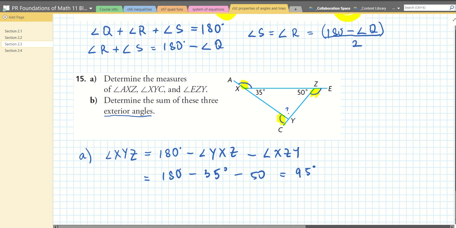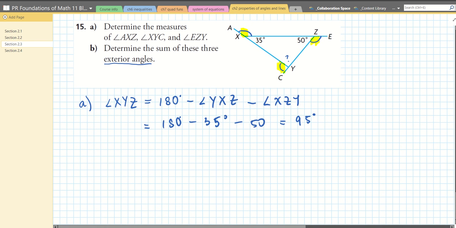All right, so we know our interior angle. This is going to be 95. Now we can find all of the exterior angles. Let's start with AXZ. By the way, the justification for this part is that the interior angles of a triangle add to 180 degrees. So basically they're supplementary. All the interior angles add to 180.